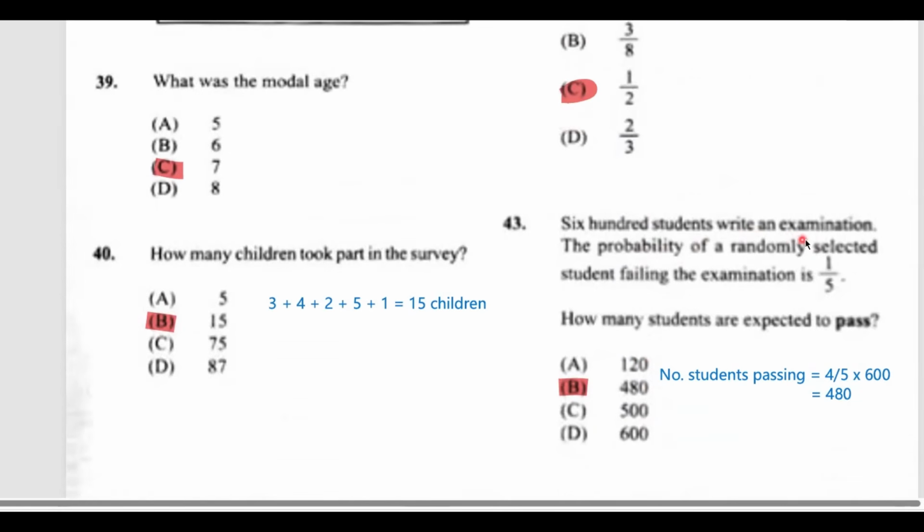43, 600 students write an exam. Probability of a randomly selected student failing the exam is 1/5. Okay, how many students are expected to pass? First thing I want to say, probability of passing would be 4/5. How? Total probability is 1. 1 minus a fifth is 4/5. Okay, because either pass or fail. So it'll be 4/5. And then multiply by the total number of students of 600. 5 into 60 is 12, with the 0 make it 120. 120 by 4 is 480. B.